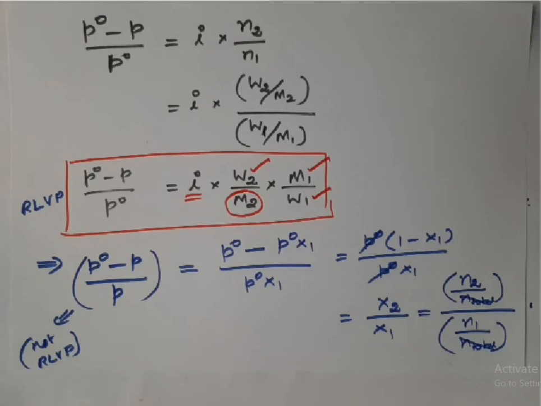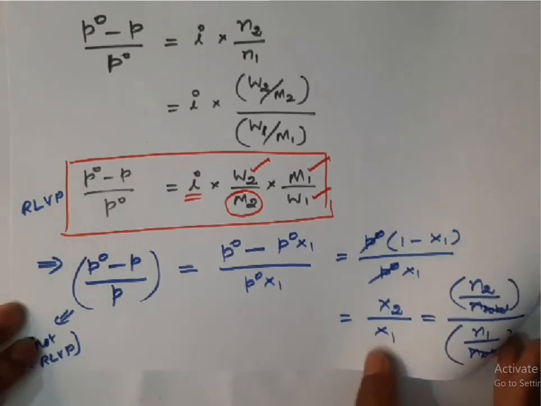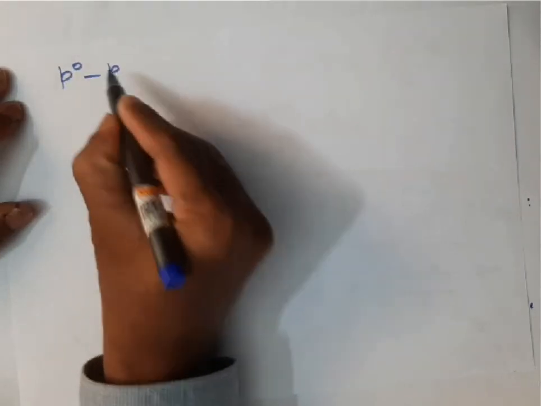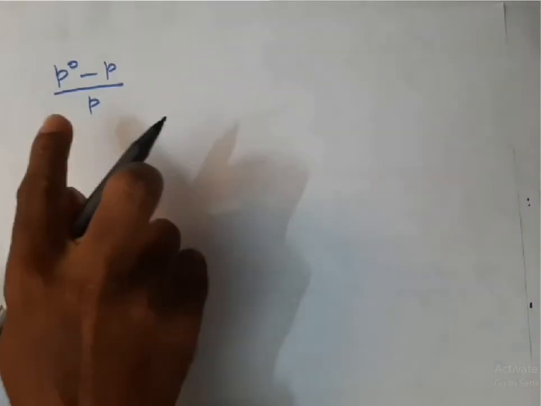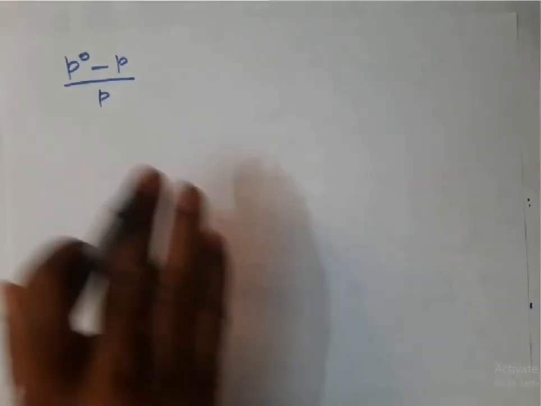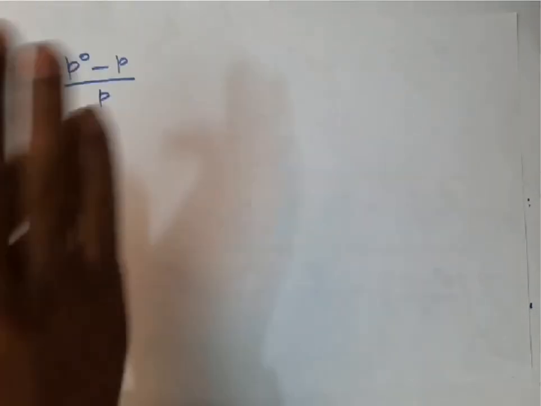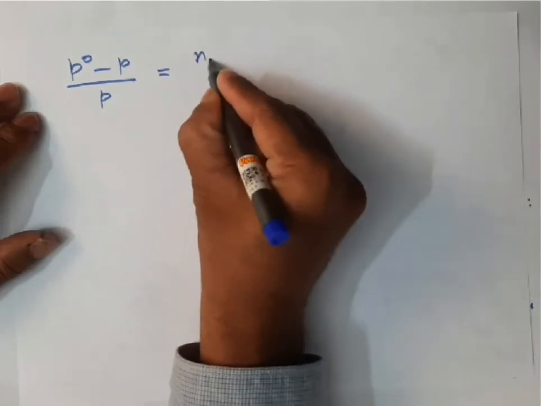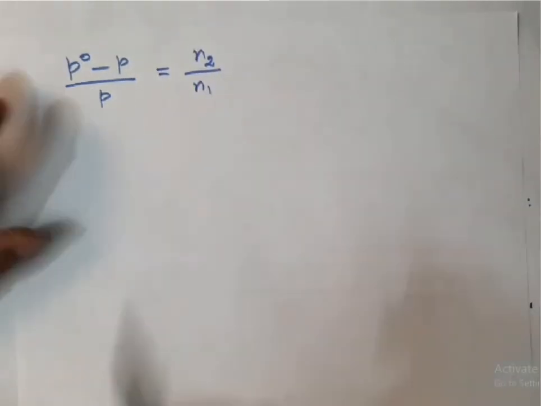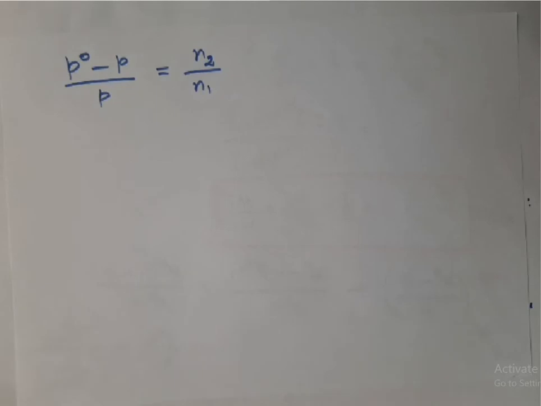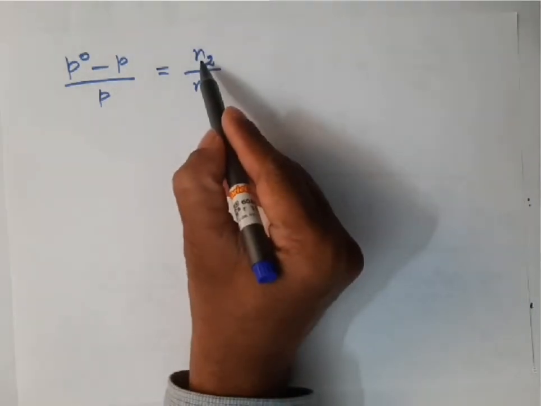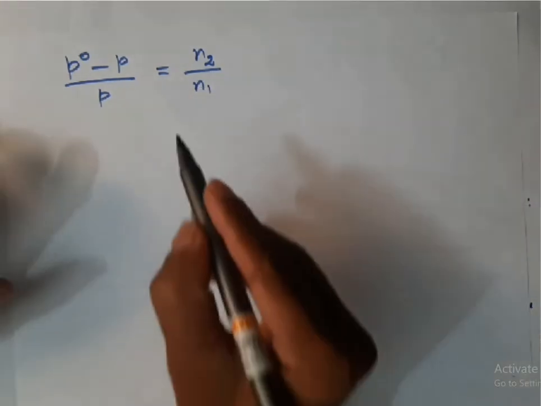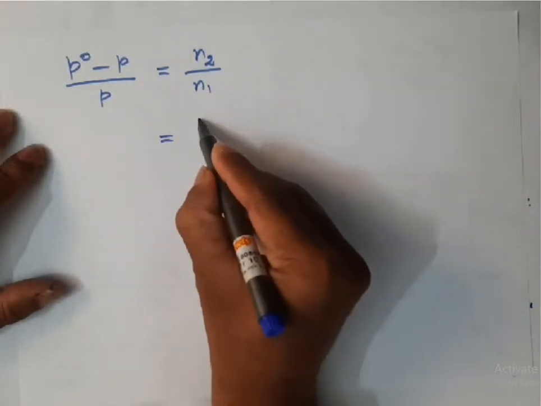Okay, so let me write to the next page. So what is said here? P naught minus P by P. This is not relative lowering of vapor pressure. Student, keep this in mind. This is not relative lowering of vapor pressure, but this is very useful for solving problems. We get N2 by N1. What is N2? N2 is number of moles of solute. N1 is number of moles of solvent. Students, observe this carefully. I'll keep this N2 as such.